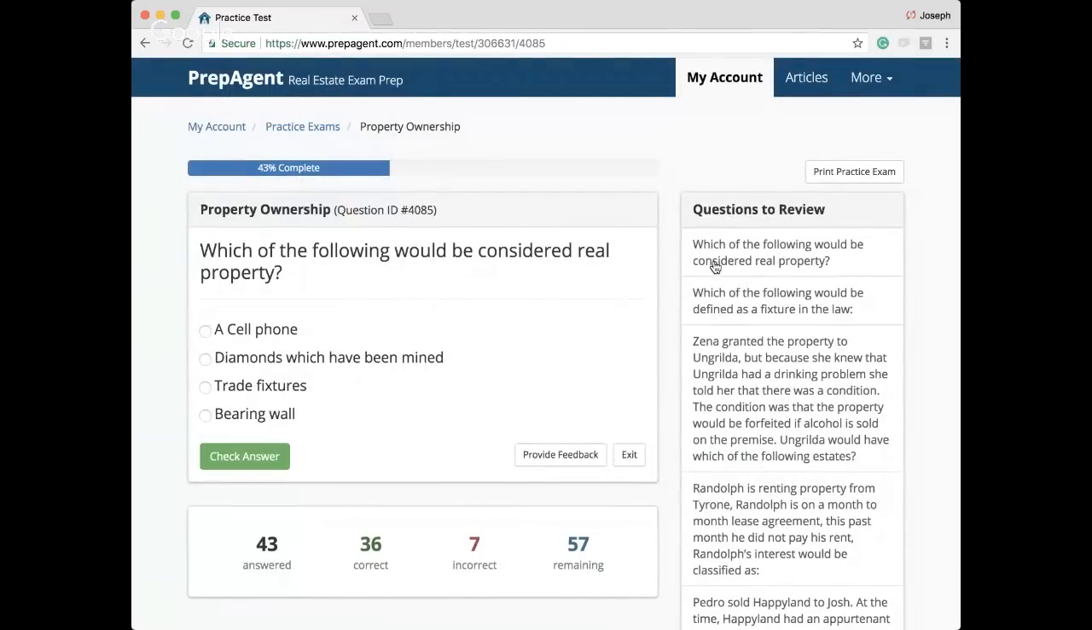Which of the following would be considered real property? A cell phone, diamonds which have been mined, trade fixtures, or a bearing wall? Give you guys a few minutes to answer.